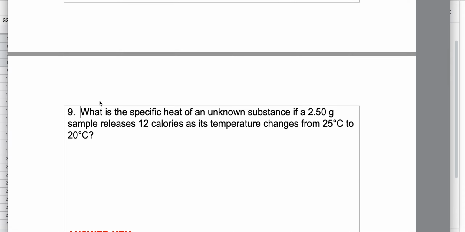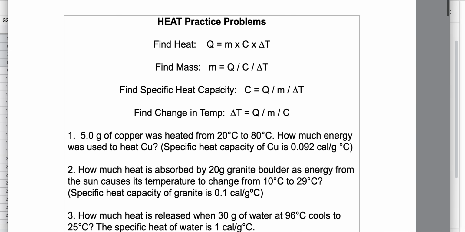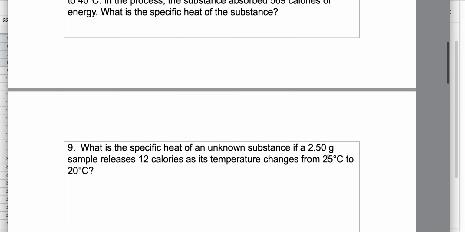Okay? All right, last one. It says, what is the specific heat? So we're going to find specific heat. We're going to take the heat divided by the mass divided by the change in temperature. Okay? So we're going to take the heat, 12 calories, heat divided by the mass divided by the change in temperature.